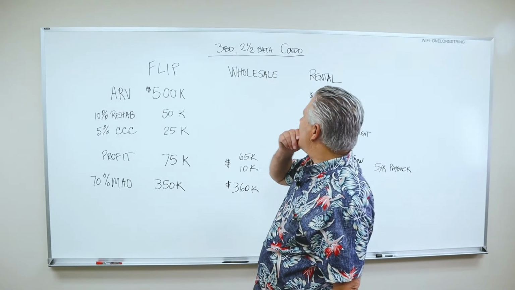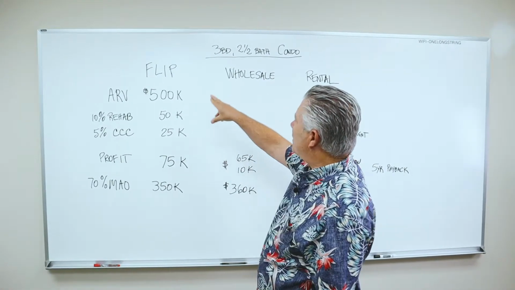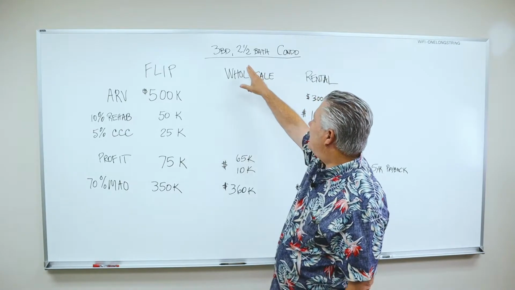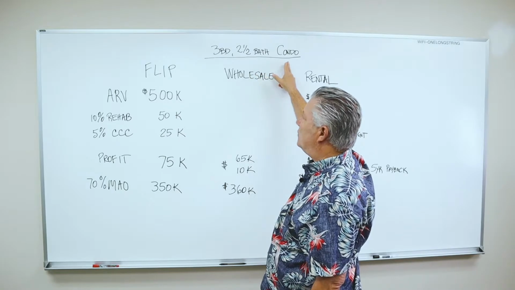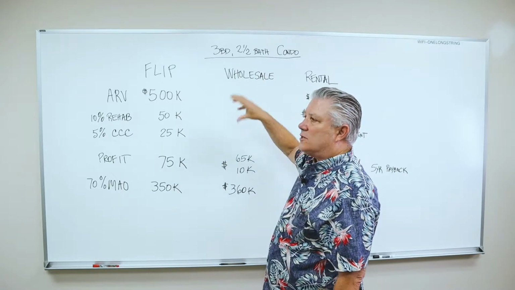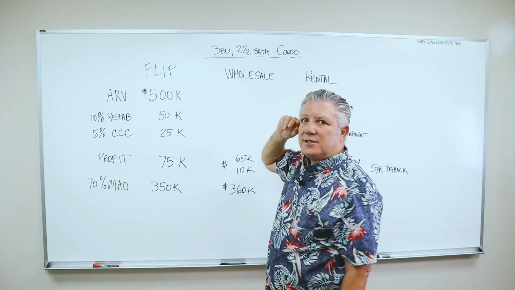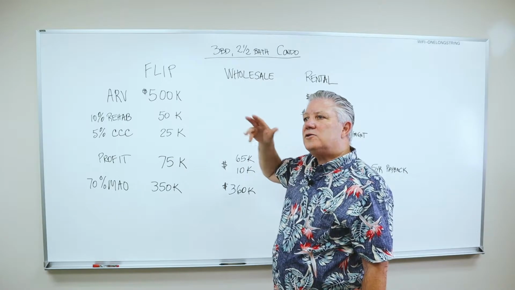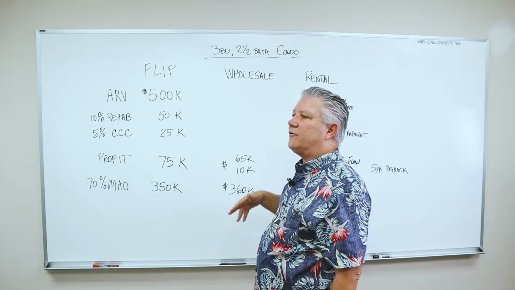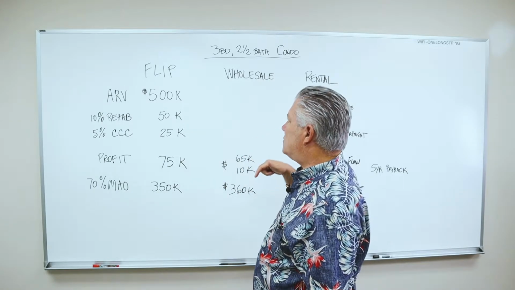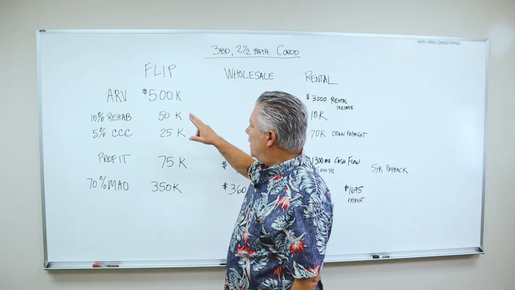Okay, so we're going to start from left to right here. We're going to talk about a flip, and this is a recent flip that we did, a 3-bedroom, 2.5 bath condo. From purchase to sale, it took about 60 days. So we closed, the contractor went in 30 days later, we put it back on the market, sold it the first weekend, and closed 30 days later.